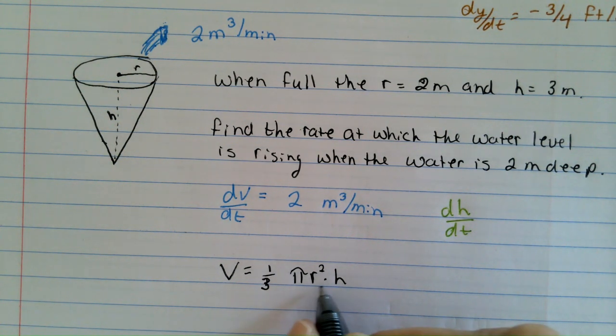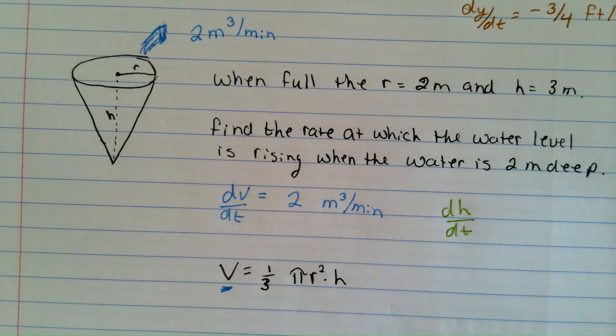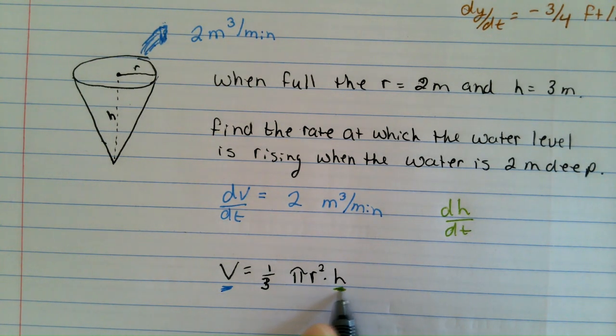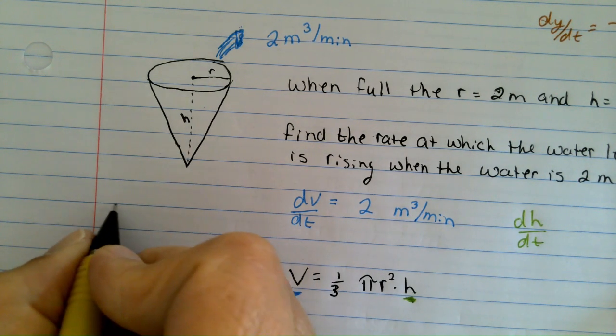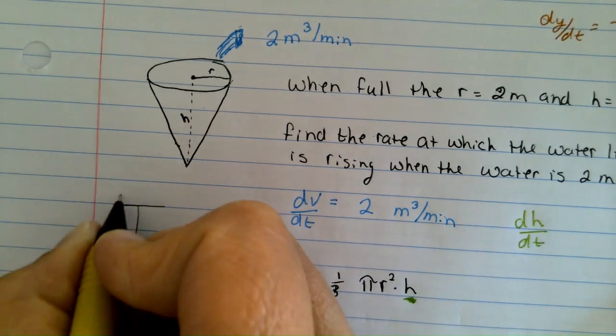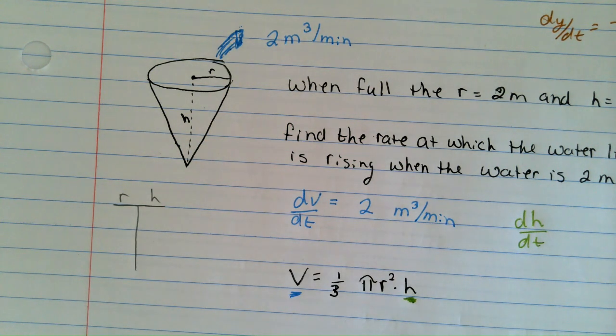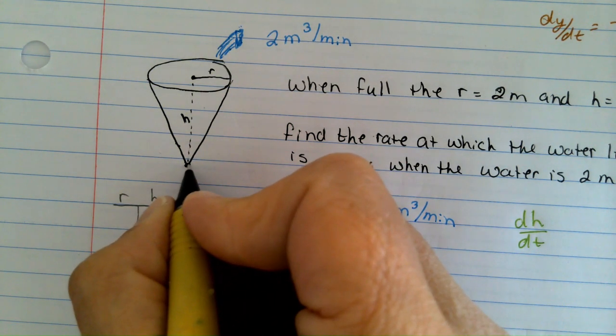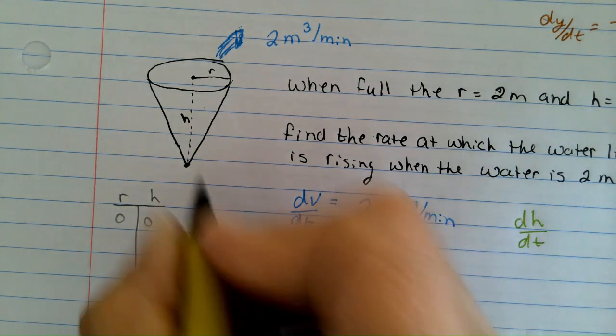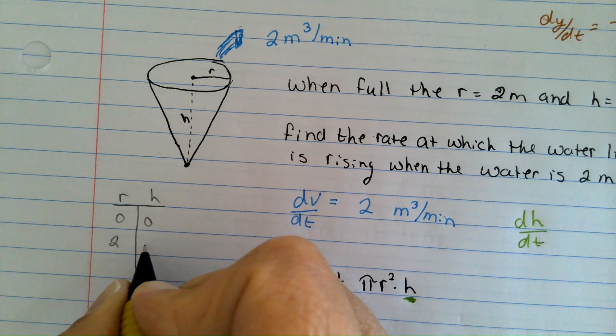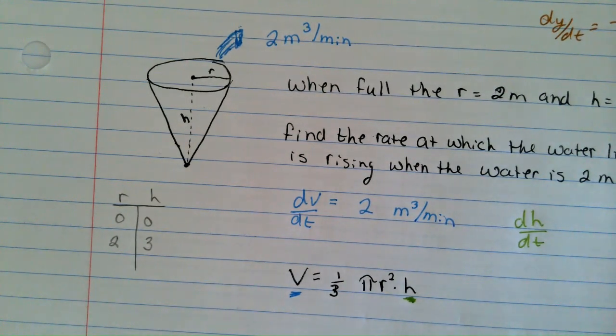But here's the deal, we don't want the radius in here. We only know about dV, and we want to know dh. We don't want the radius in there. So we're going to have to do some kind of secondary equation to relate the radius and the height so that we can get rid of the radius in the formula. So let's compare the radius and the height. If there's no water in it, the radius and the height are both 0. If it's full, the radius is 2 and the height is 3, right?